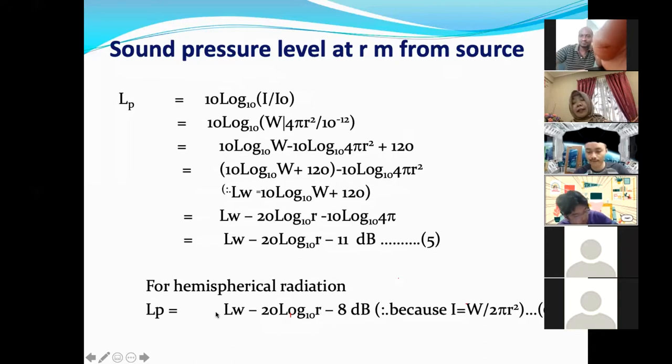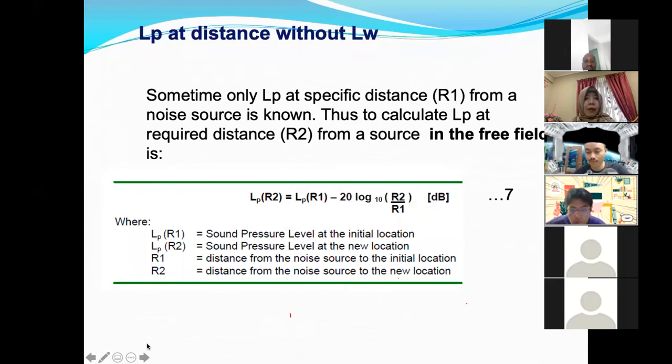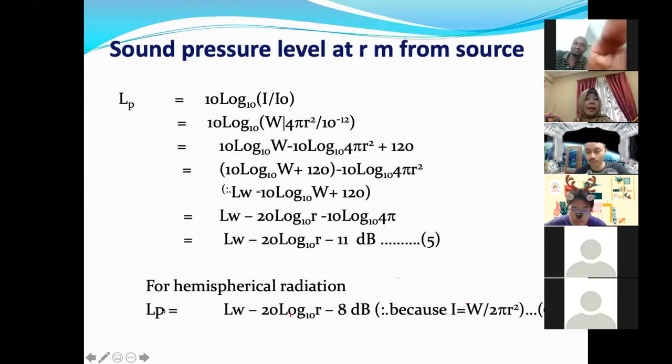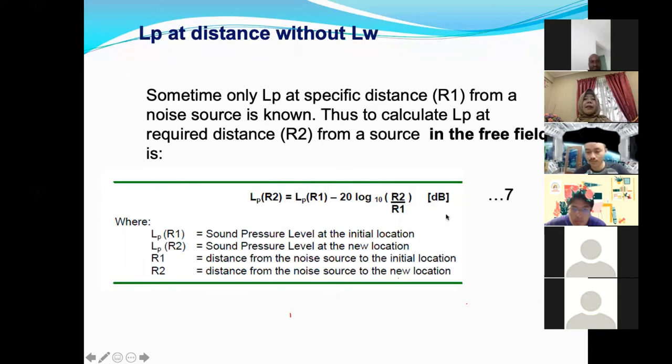For the car, if the car is static, not moving, how do we get the LP? When you know LW and you know the distance, you can get the sound pressure level without using the meter. For example, if we have a machine on a construction site, we know the LW and we know the distance, so you can get the LP. This is also an equation that can be used. Besides 6, you can also use this equation 7.